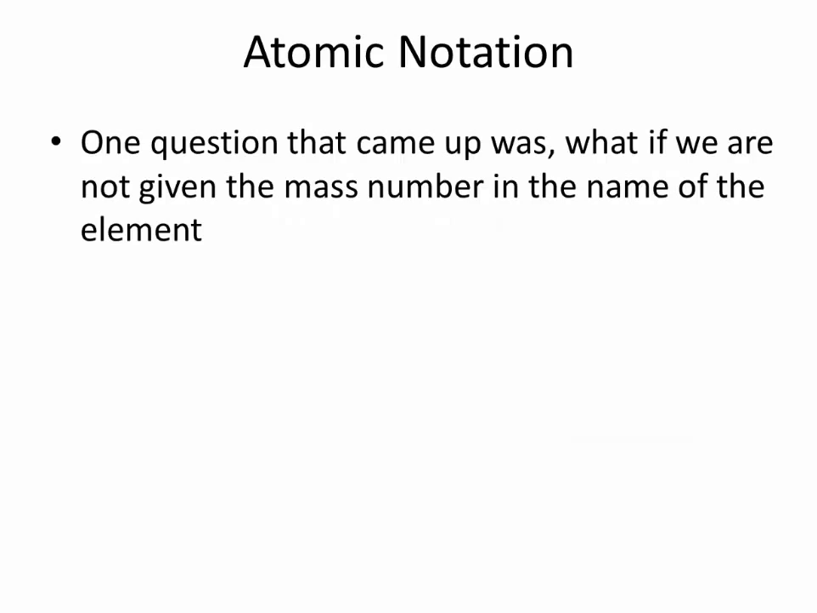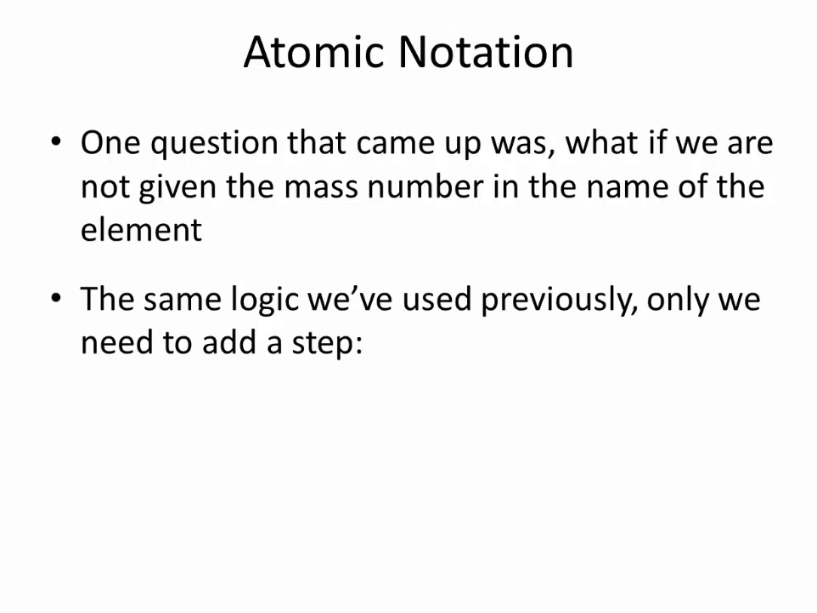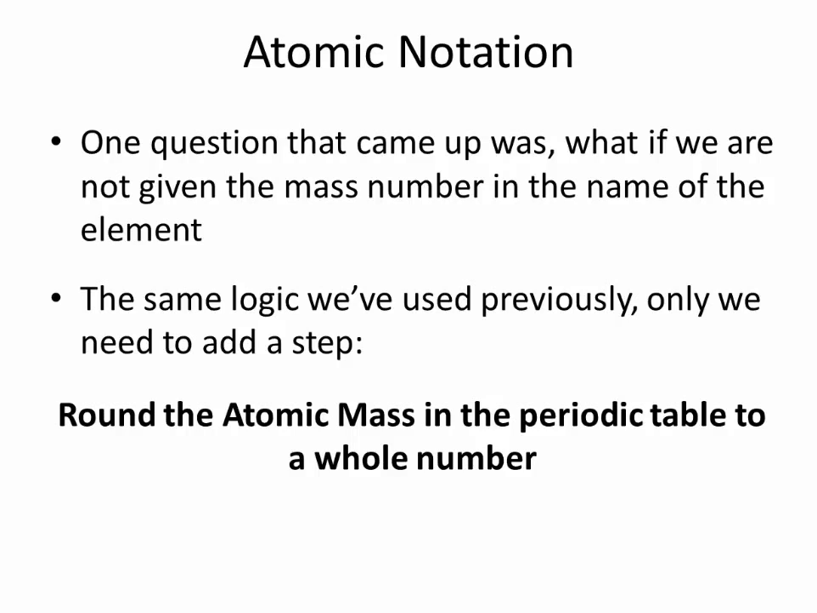One question that came up was, what if we're not given the mass number in the name of the element? We can use the same logic that we've used previously, only we need to add a single step. We need to round the atomic mass in the periodic table to a whole number in order to figure out the atomic mass that we should include in the answer.